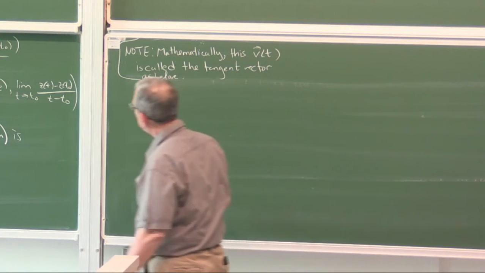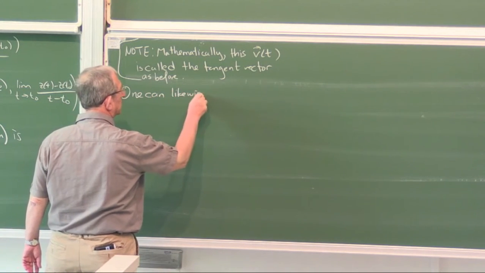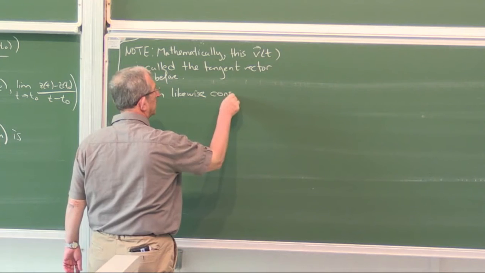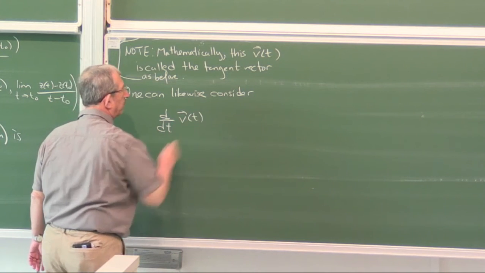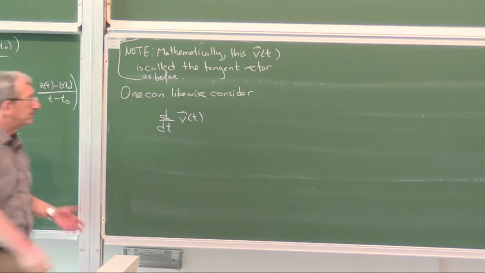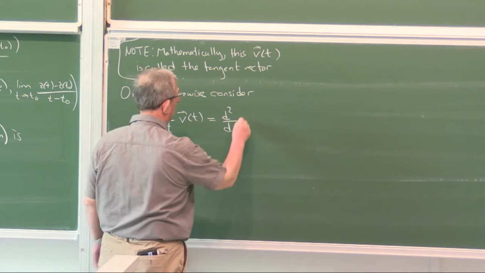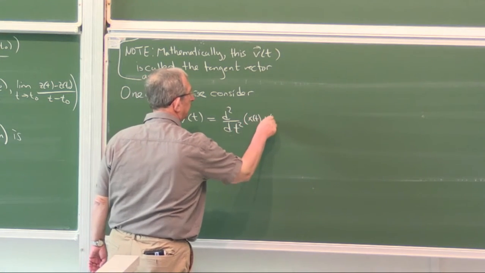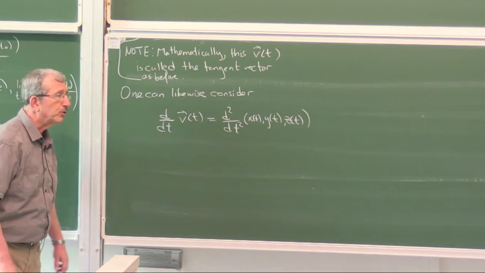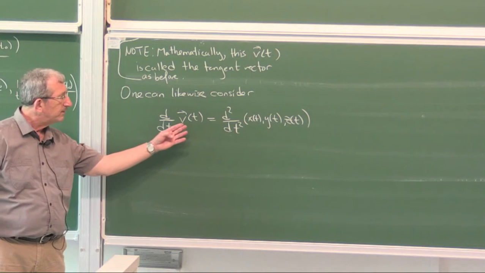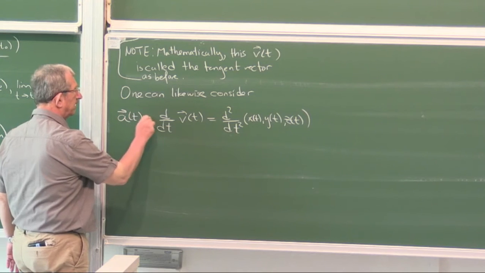Well, of course, one can likewise consider the derivative of the velocity vector. This simply means the second derivative of x of t, y of t, and z of t. If you have two dimensions, just take the first two. By definition, the derivative of the velocity is acceleration.